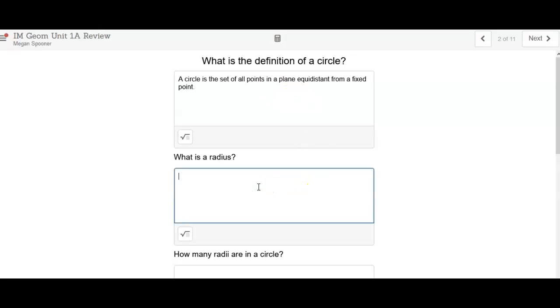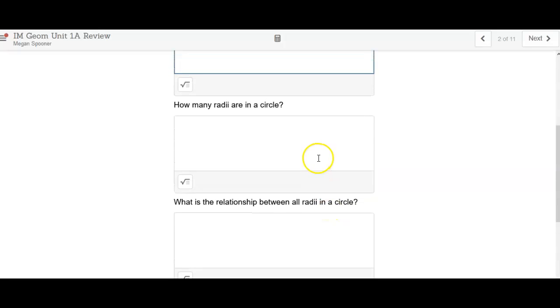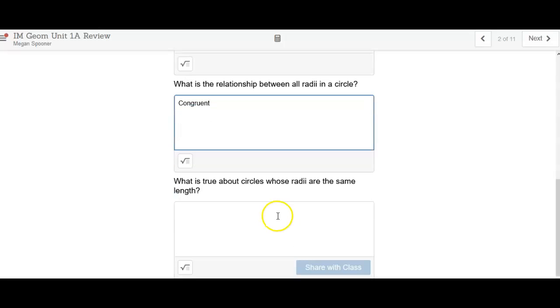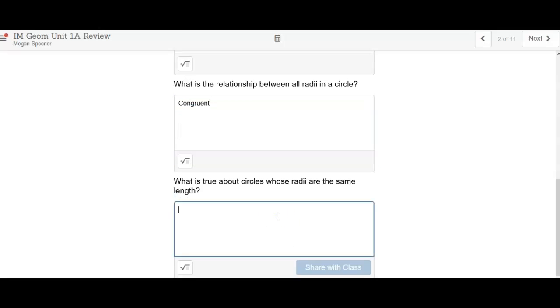The radius is a segment from the center of the circle to a point on the circle. And the number of radii in a circle can be measured, so that there is an infinite number of radii in a circle. And the relationship between all the radii in a circle is that they are congruent. And what is true about circles whose radii are the same length? They are also congruent.